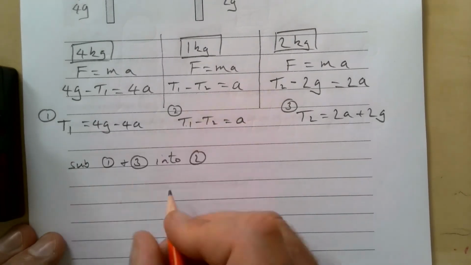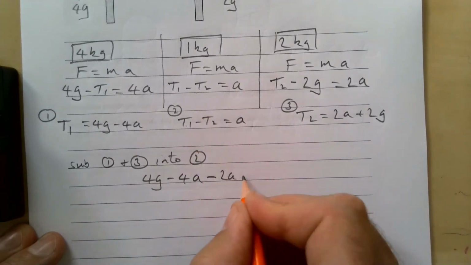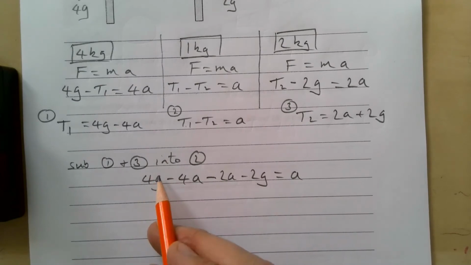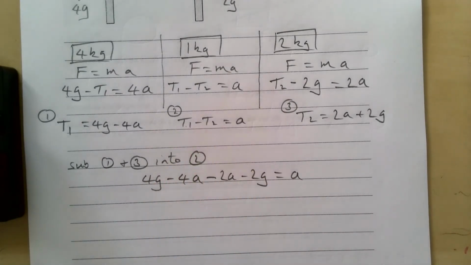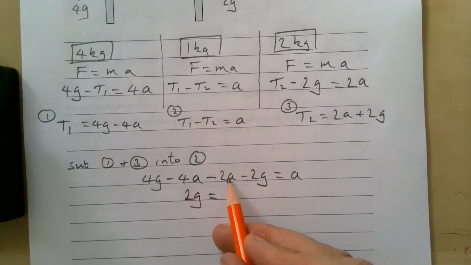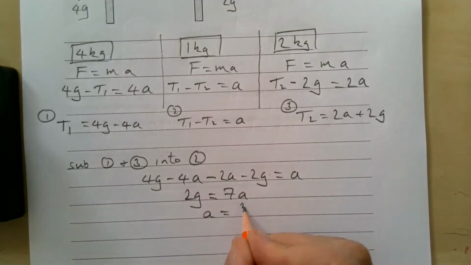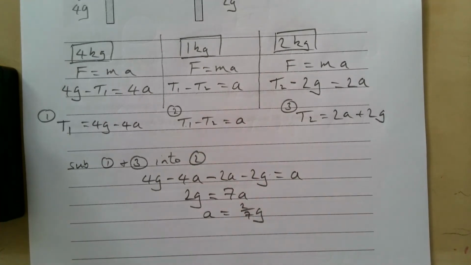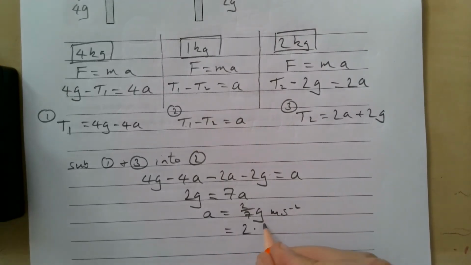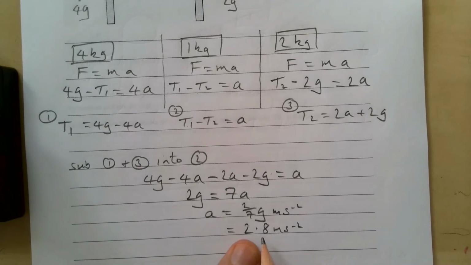So T1, 4g minus 4a, take away T2, take away 2a, take away 2g. Careful with that there, hopefully that makes sense. That all equals a. So this is just equation 2 written out. This is my T1, this is my take away T2. First of all, the g's: I have a 2g here. Then 4a and a minus 2a, that's a minus 6a. Take it over the other side, you end up with a 7a. So we're nearly there. We have a equals 2 sevenths g, that's in m s to the minus 2. You guys will like to see what that is as a number, and we end up with 2.8 m s to the minus 2.